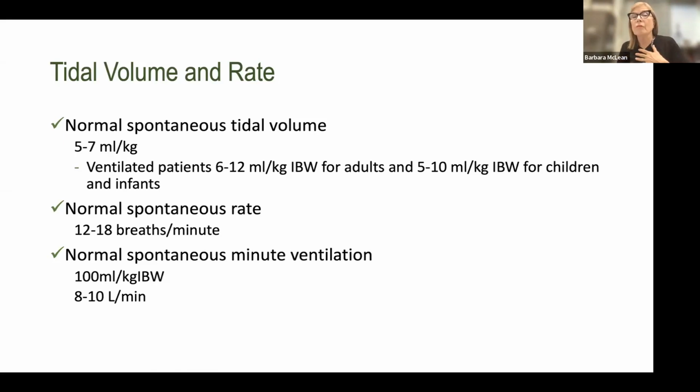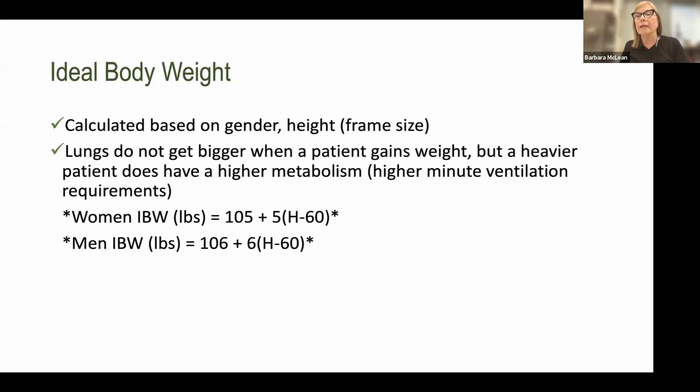So I just want to remind everybody about predicted body weight. That has nothing to do with what you actually weigh. It has to do with your gender and it has to do with your height. But we can use some basic calculations here. So we're going to say ideal body weight is 105 plus 5 times height minus 60, because we don't really care what you weigh. It's not really about your weight. It's about your thoracic cavity size.